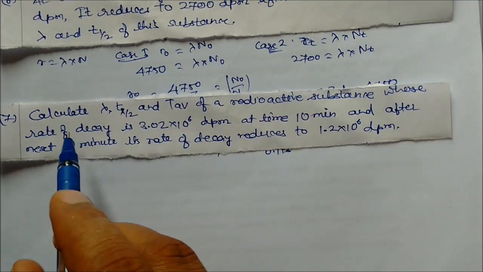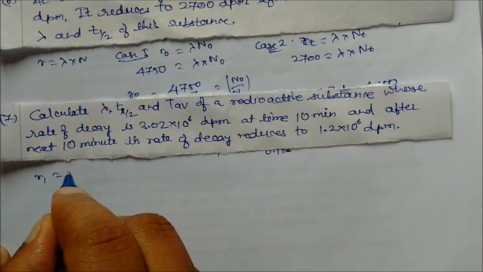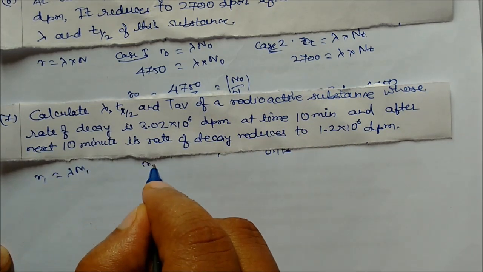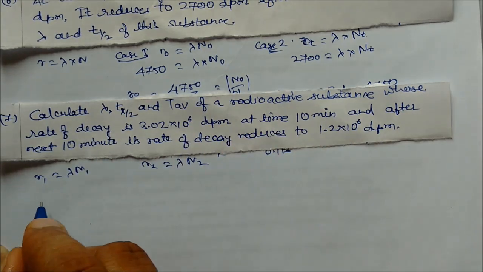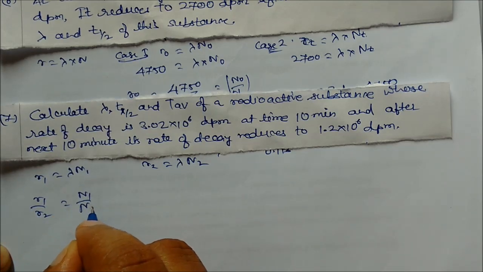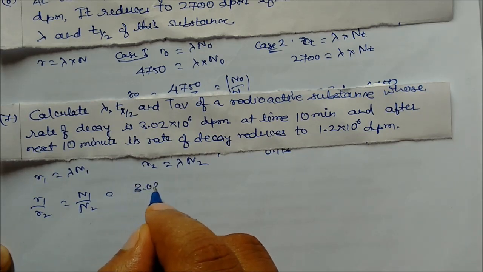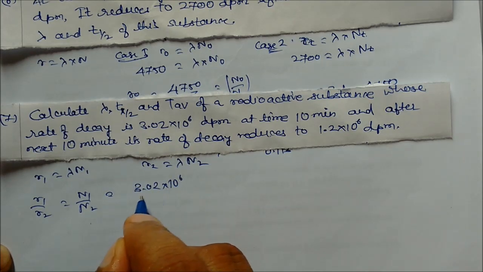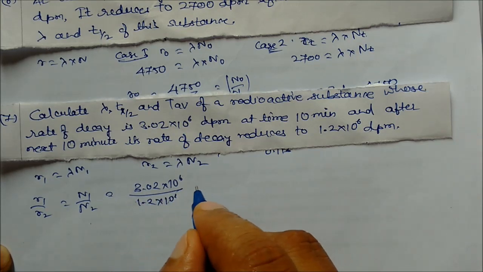So here we have to take again two cases, case 1 and case 2. So again the same thing: R1 is equal to lambda into N1, and R2 will be equal to lambda into N2. Two cases given. So R1 by R2 will be N1 by N2, lambda is constant, so 3.02 into 10 power 6 divided by 1.2 into 10 to the power 6, so total will be 2.52.